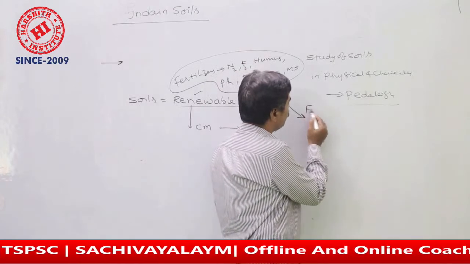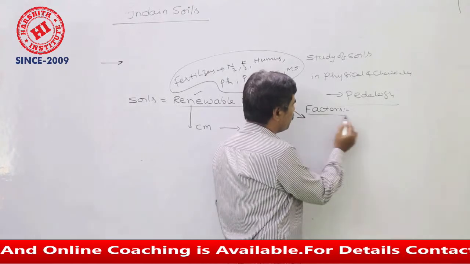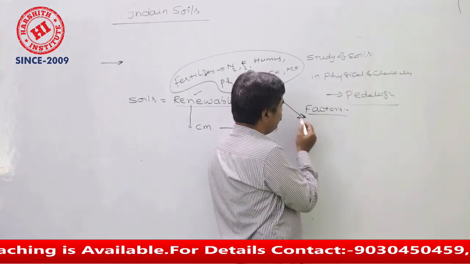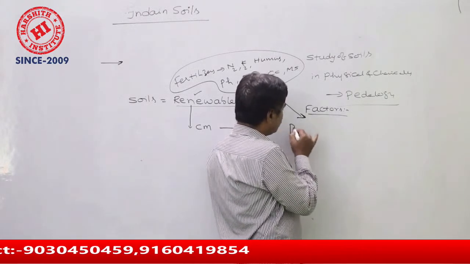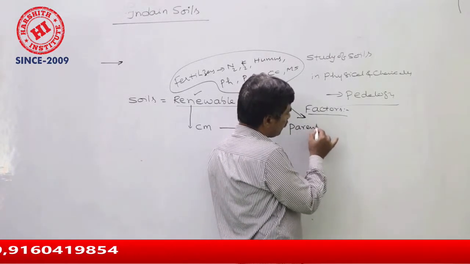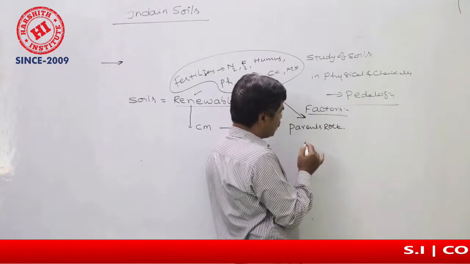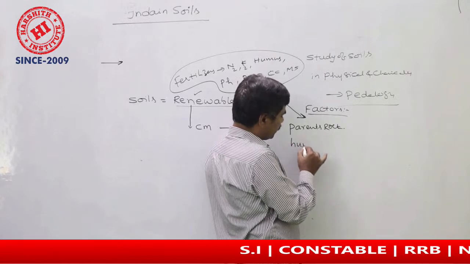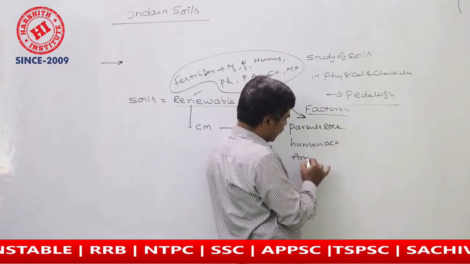Natural soil fertility depends on some factors, and those factors decide the fertility. These are parent rocks, and also human activities and animal activities.